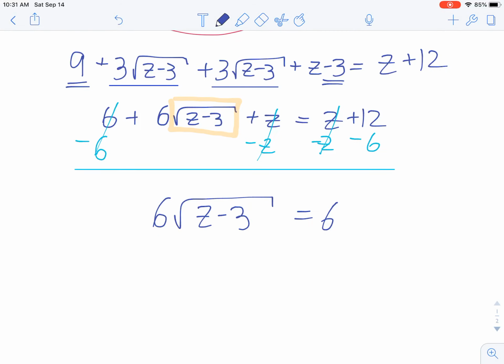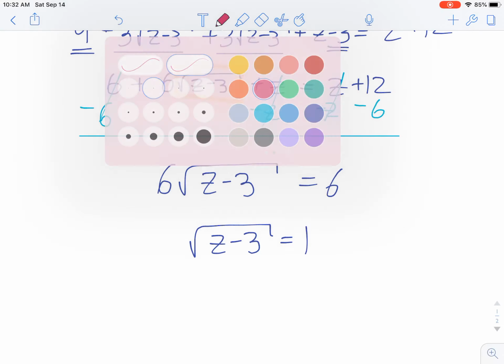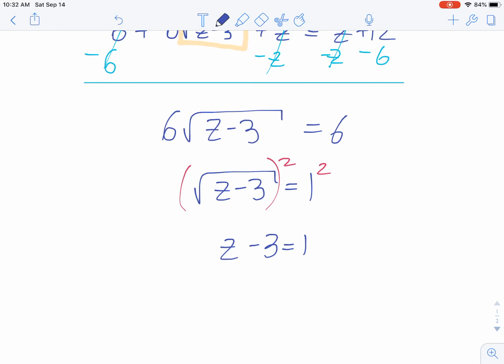And to isolate that radical, just divide both sides by 6, and we end up with radical z minus 3 equals 1. And again, we would have to square both sides, and we are left with z minus 3 is 1. And to solve that, we add 3 to both sides, and we end up with z is 4.